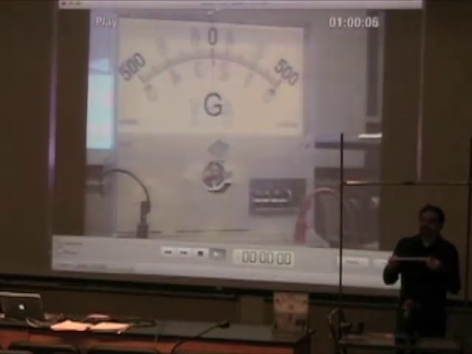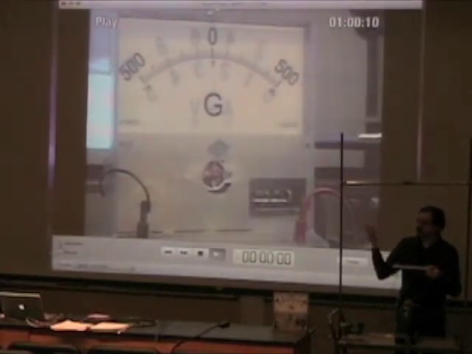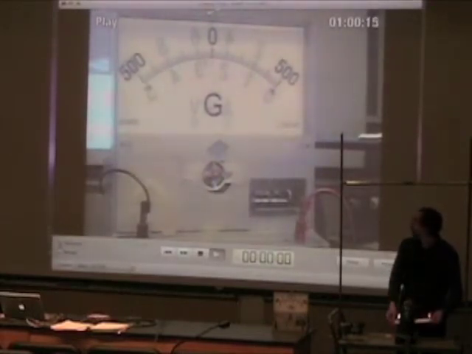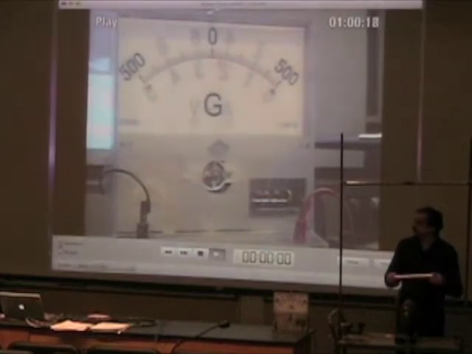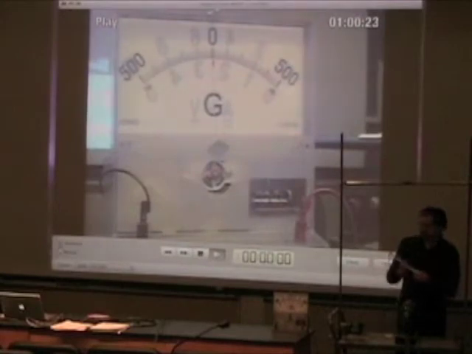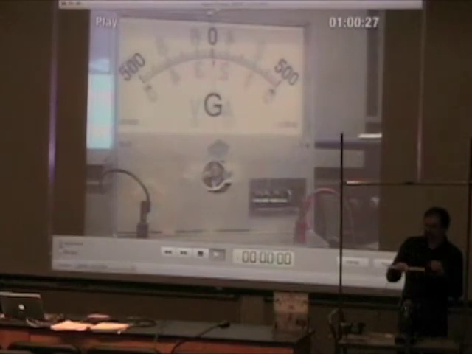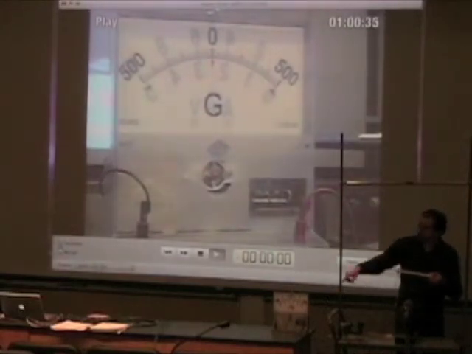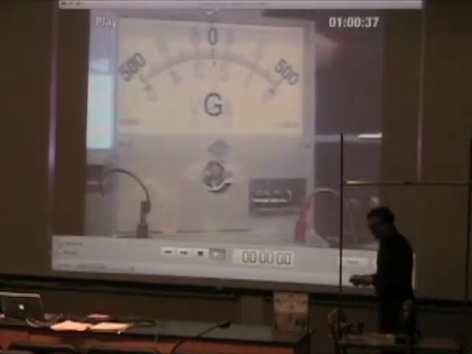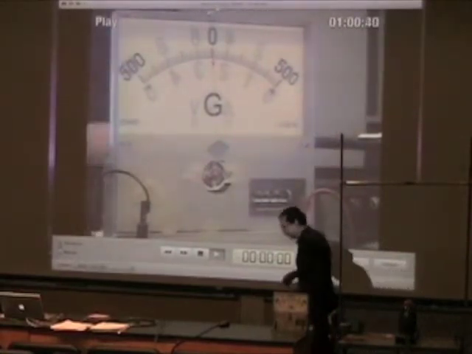If I switch the ends, what's going to happen now? Well, now I have to switch the direction of the deflection again. So, left, right, left, right. When I held it like that, this end was negative, this end was positive. If I hold it like this, this end is negative, this end is positive. The connection is different.